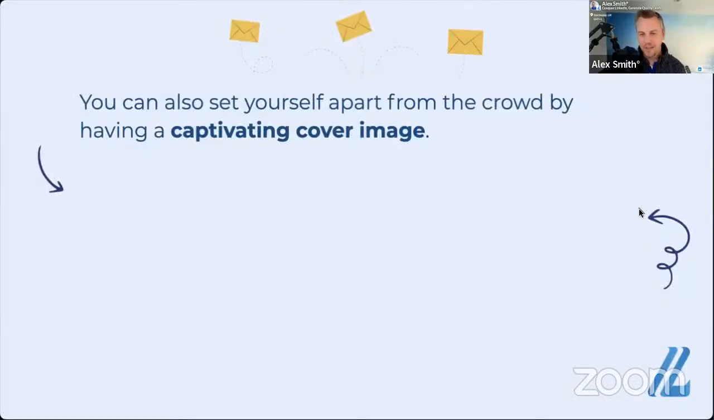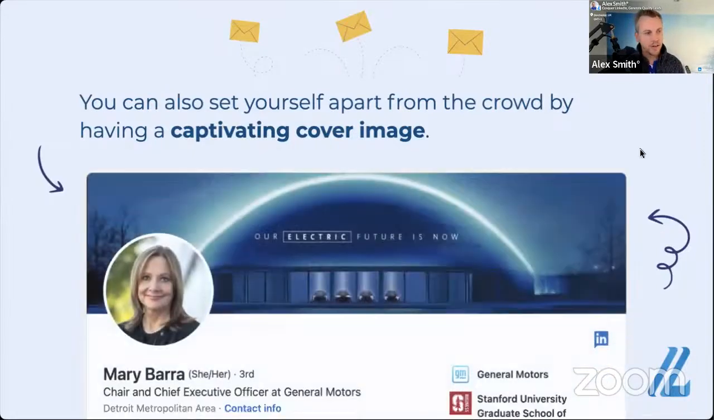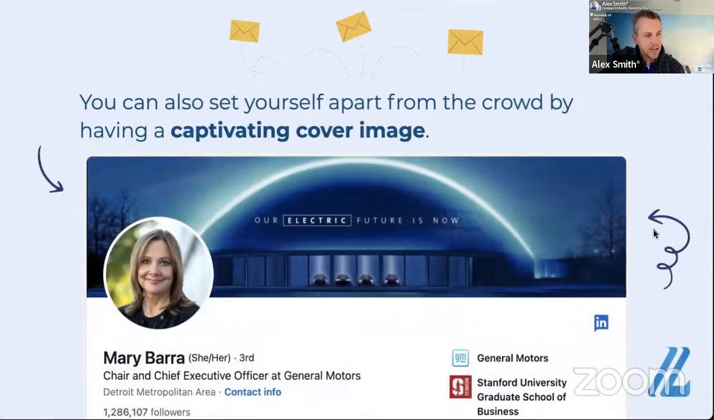Great. Swinging back to our profile then, the next probably most important thing is having the header graphic. And here's an example. This is Mary Barra, CEO at General Motors. So she's got a slogan there, "Our electric future is now." So it really speaks about what they're about, what they're up to at the moment. Nice, captivating image. So obviously that image is quite key.